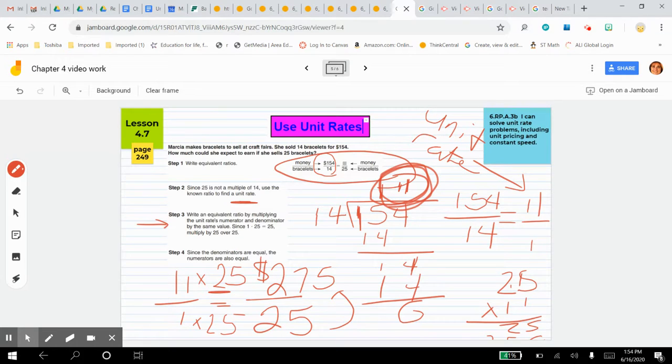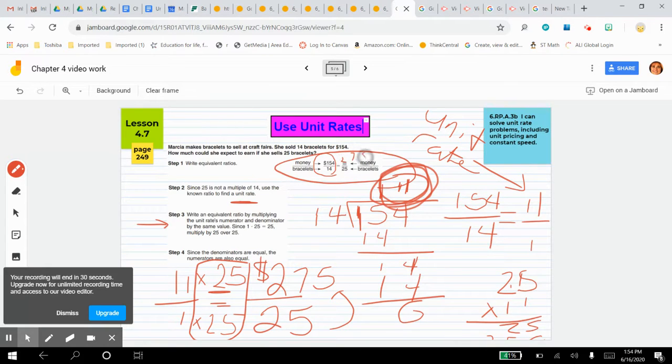On step 4, it says since the denominators are equal, the numerators are also equal. So that's where we have this. Now I know that 154 over 14 is the same as 275 over 25. They are actually equivalent ratios or equivalent rates.